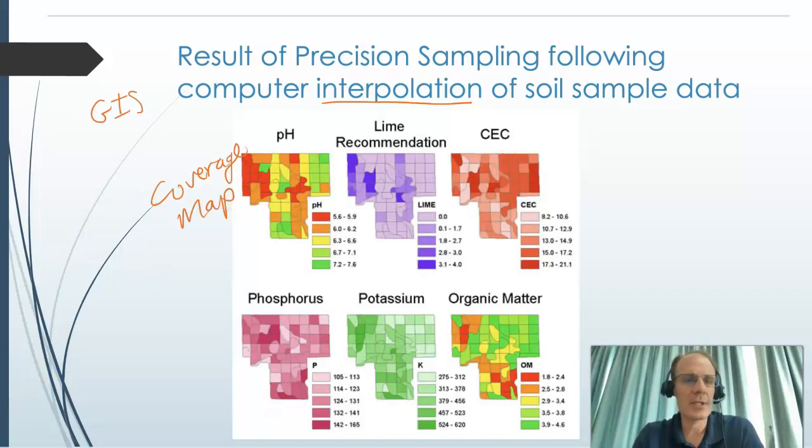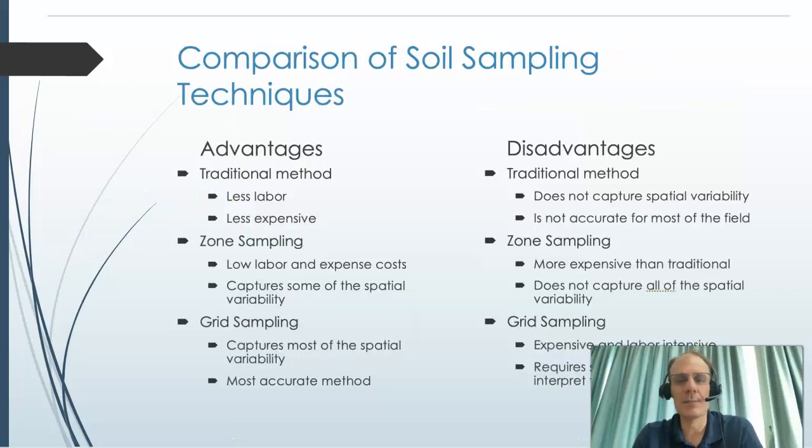So what are the advantages and disadvantages of these types of systems? Let's talk about each of the different types of soil sampling techniques that we discussed in this video lecture. The first one we discussed was traditional methods. Remember, in a traditional method, we take multiple soil samples from within the field, but then we combine them into what we call a composite sample.